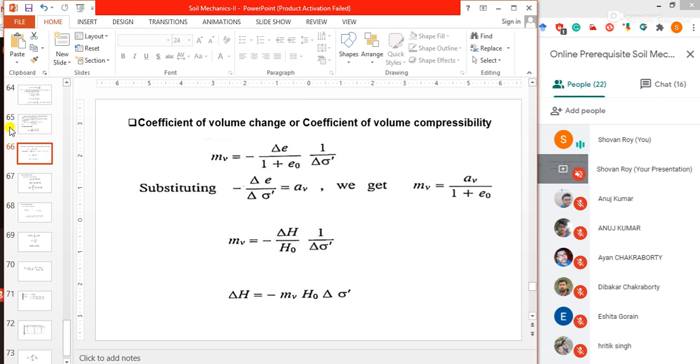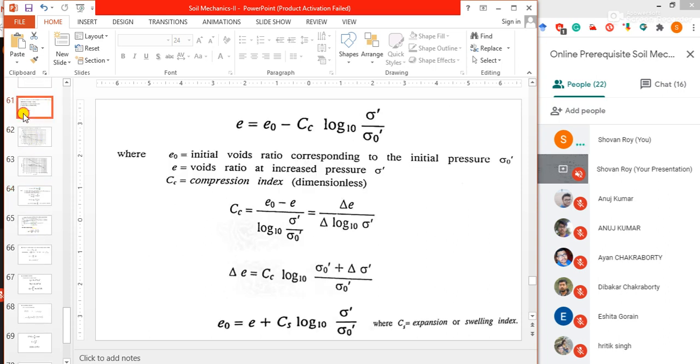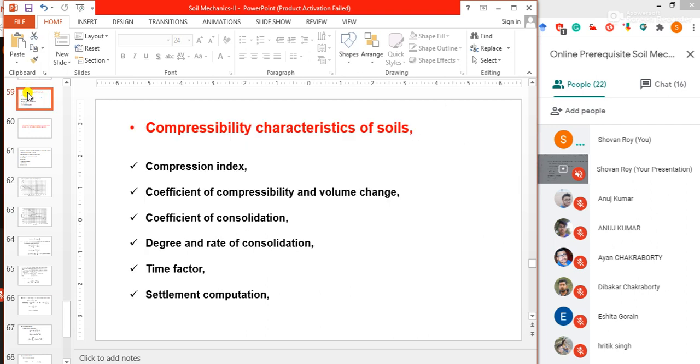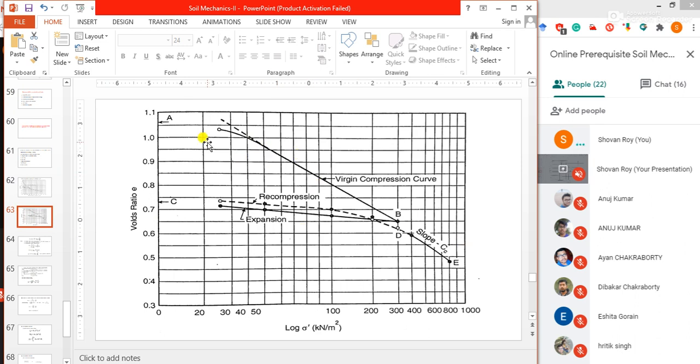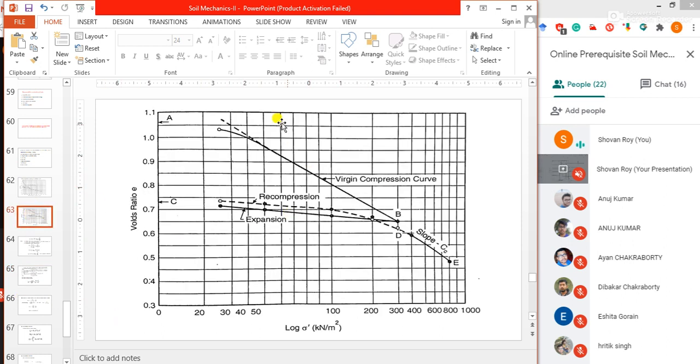So what do we have now? From this slide, the compression index CC is this slope. We can also find the CC value from various empirical formulas, like CC equals 0.009 into (WL minus 10%). From this formula we can find CC, but the actual CC is this slope.